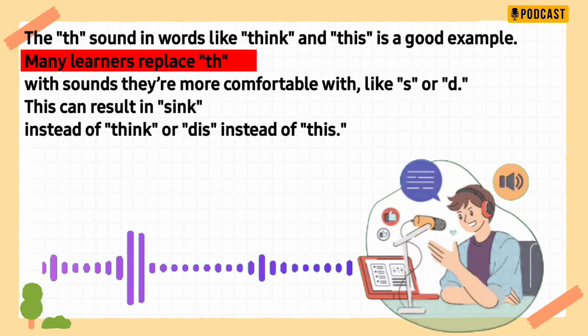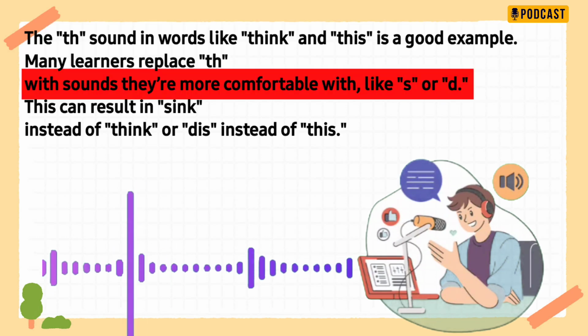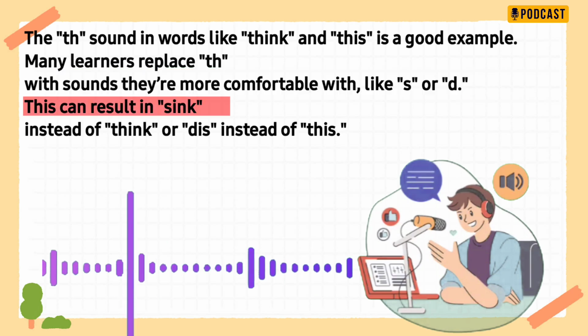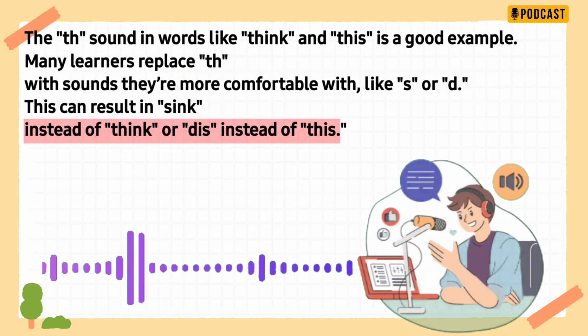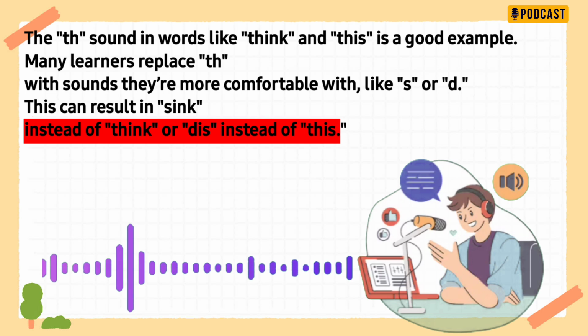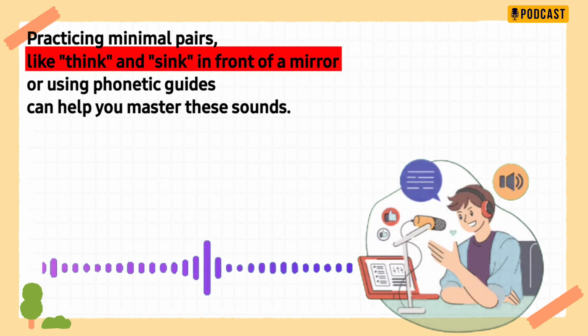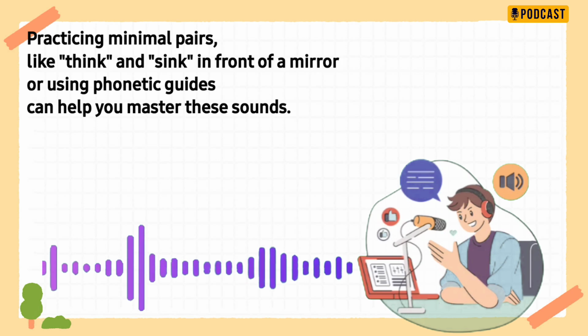Many learners replace th with sounds they're more comfortable with, like s or d. This can result in sink instead of think or dis instead of this. Practicing minimal pairs, like think and sink, in front of a mirror or using phonetic guides can help you master these sounds.